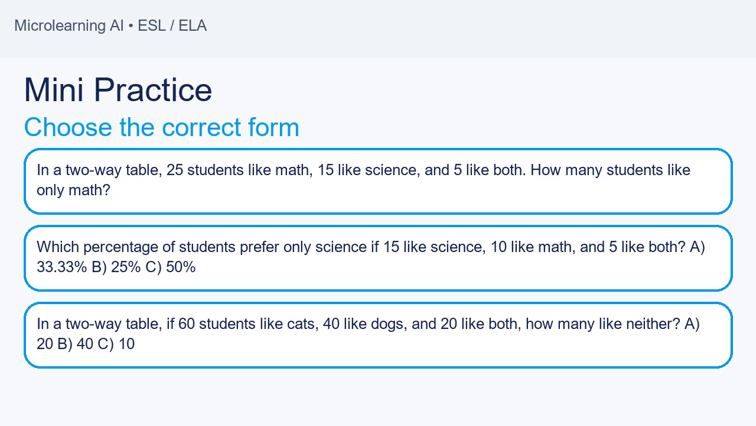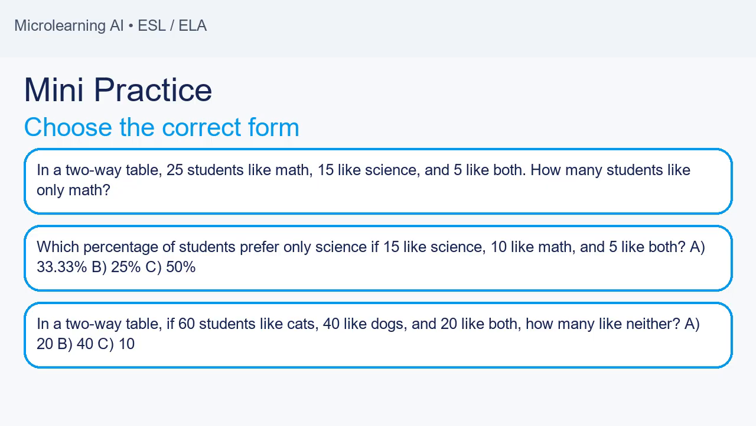2. Which percentage of students prefer only science if 15 like science, 10 like math, and 5 like both? A. 33.33%, B. 25%, C. 50%. Answer: B.